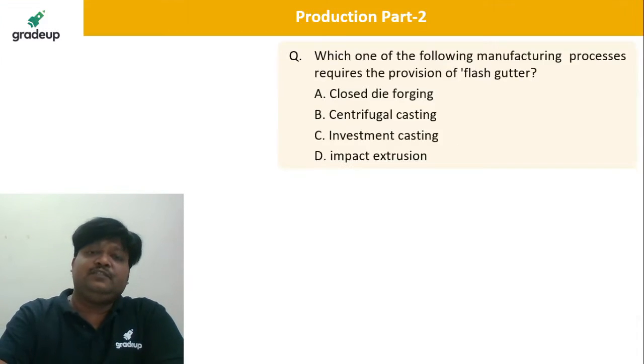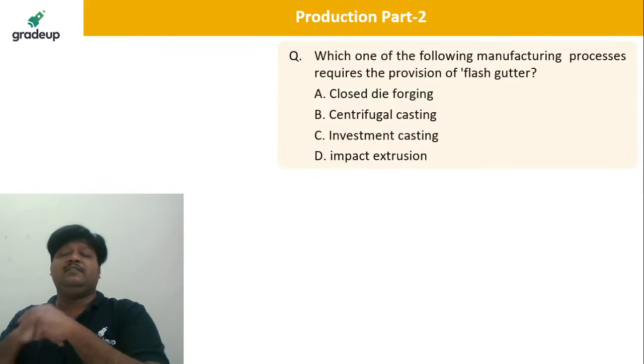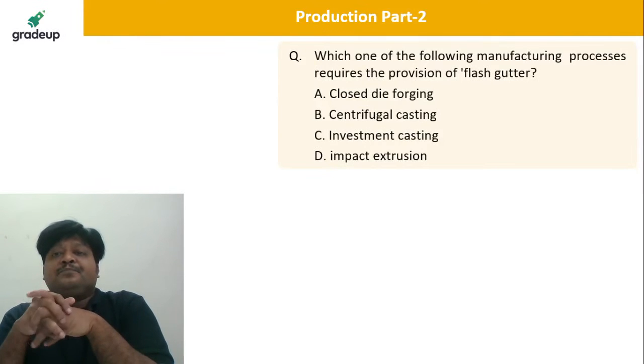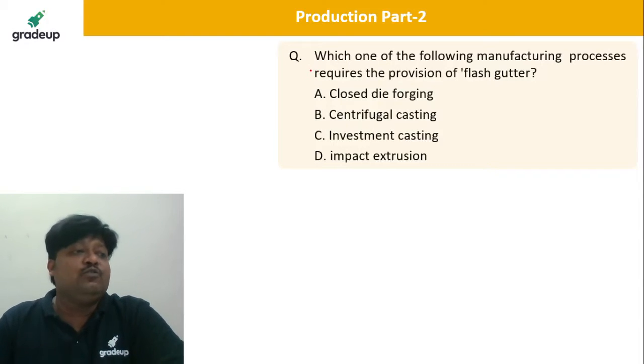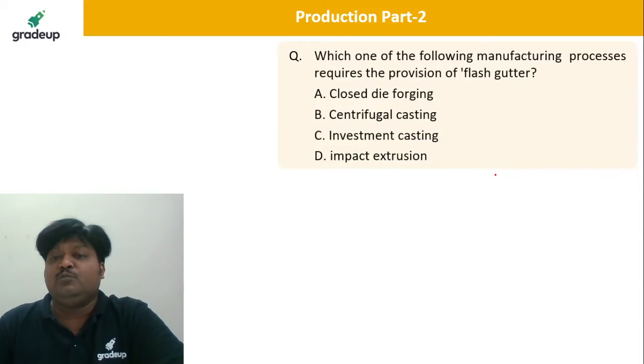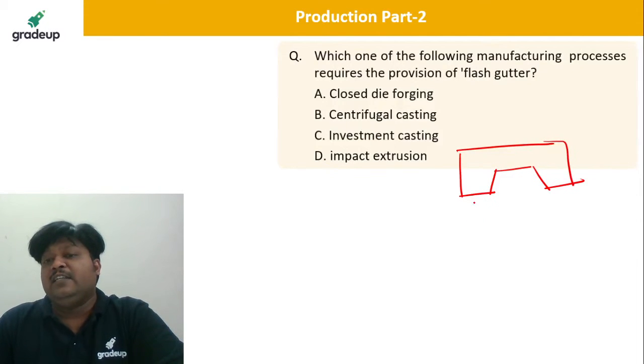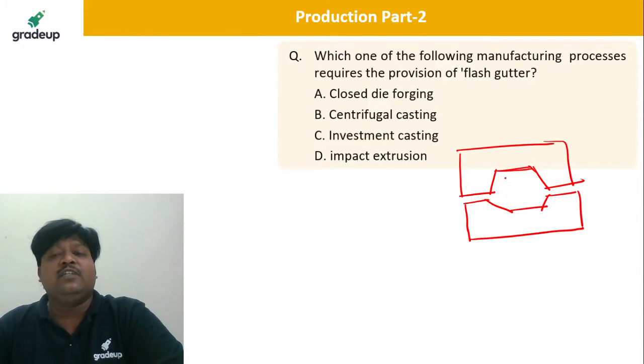Fine. Take this first question. See, flash and gutter. The first question is related to the flash and gutter. Suppose this is the upper die half and this is the lower die half, and I have placed the material there. Of course, this is closed die forging, dear students.